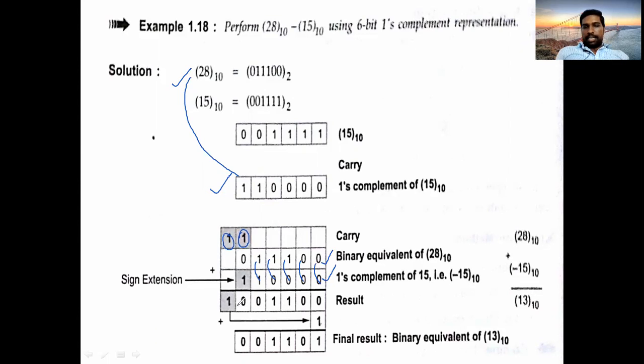Directly bring that carry here. Now if you carefully observe, carry is generated. Carry generated means you will get a positive result, so bring that carry and add it to the last bit. So you will get this as your answer. 0, 0, 1, 1, 0, 1 is nothing but the number 13. So plus 13 is the answer you need to get. Verify the given question: 28 minus 15 is plus 13. You can verify this in your rough work if needed. Clear? Okay. Next.